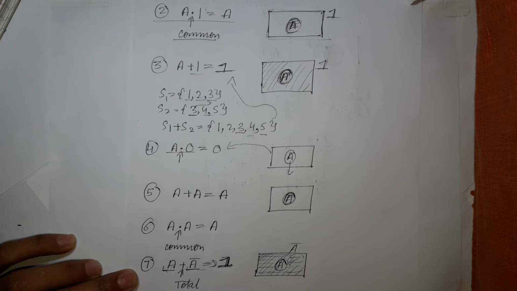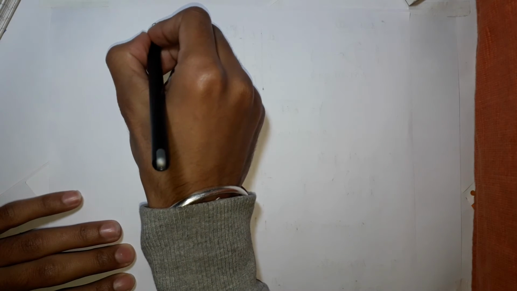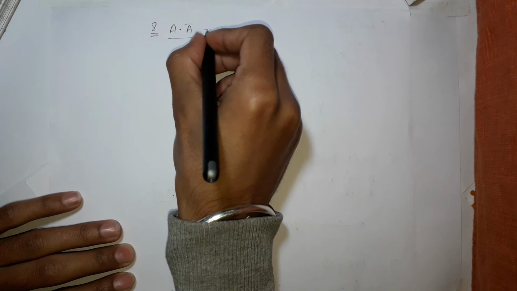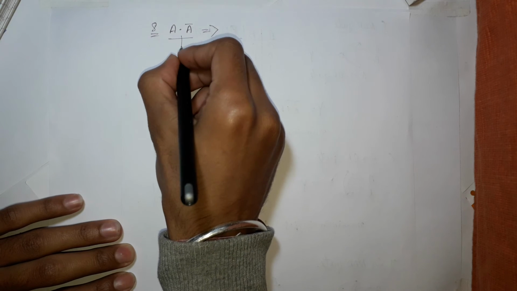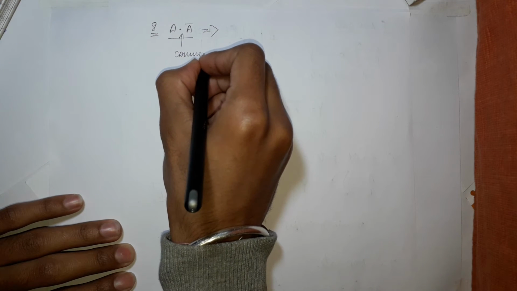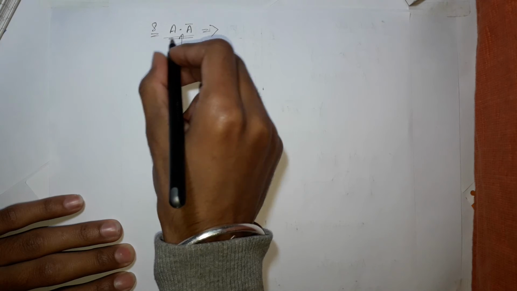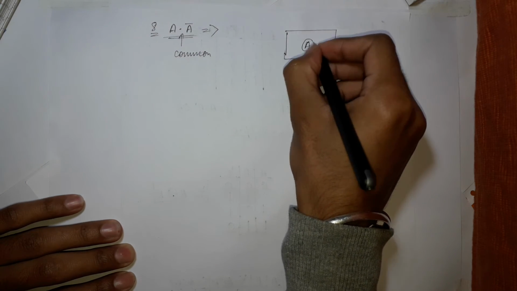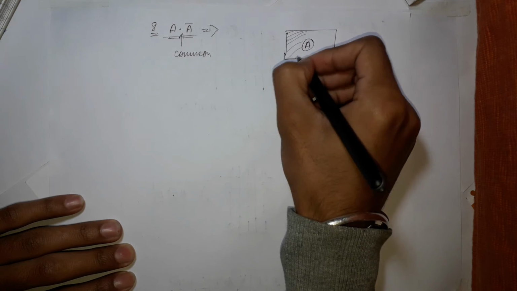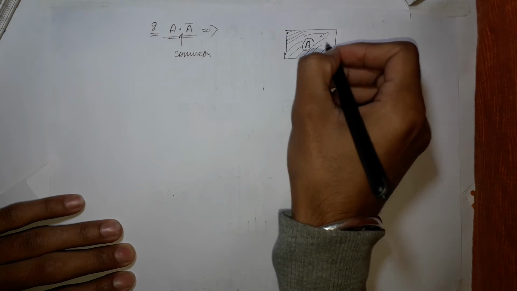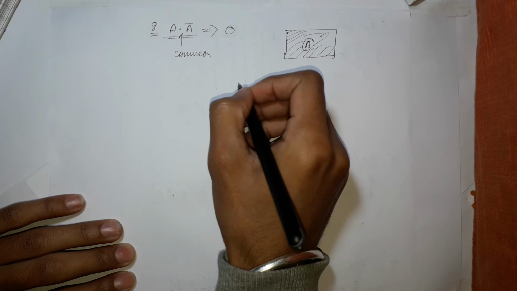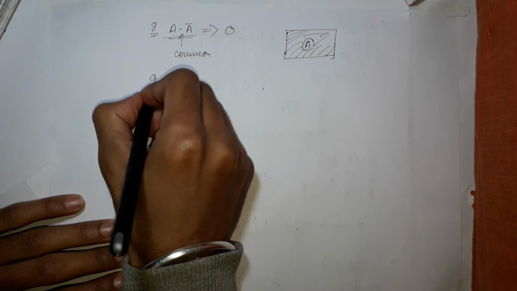Now let's move on to our next set of questions. So question number 8 is A and A bar. Now as I have told you, this represents the common part. So what is common between A and outside A? This is A and this is outside of A. Now what is common between these two? Nothing is common, so the output will be 0. Okay.